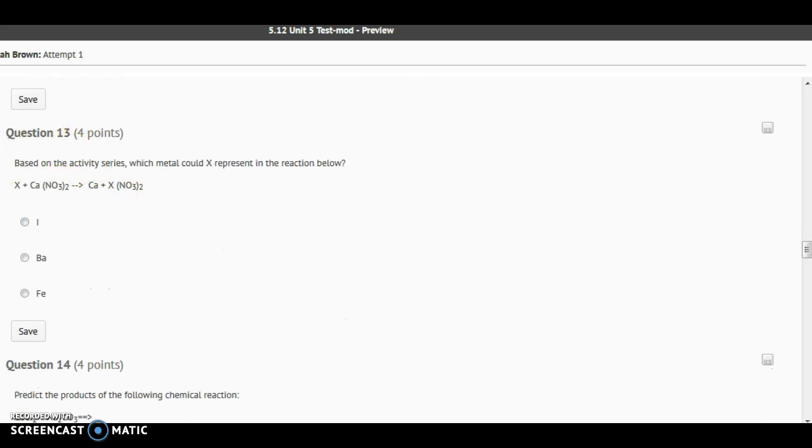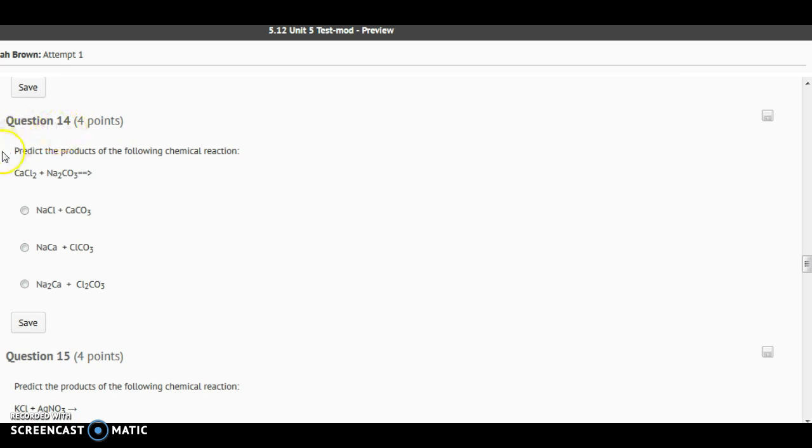Question 13. Based on the activity series, which metal could X represent in the reaction below? X plus CaNO3 yields Ca plus XNO3. A. I, B. Ba, or C. Fe.